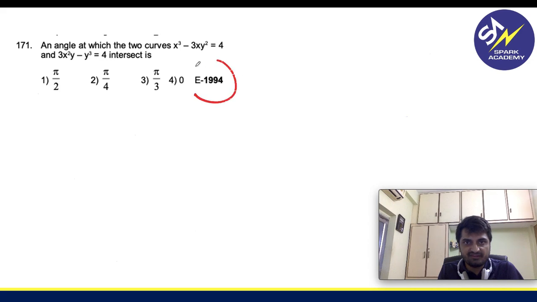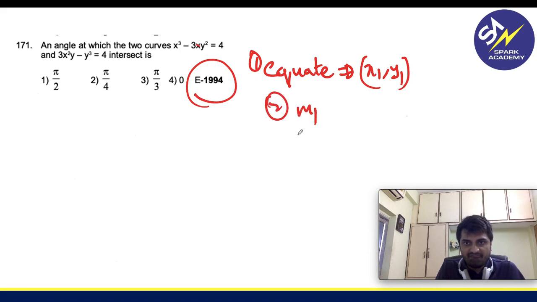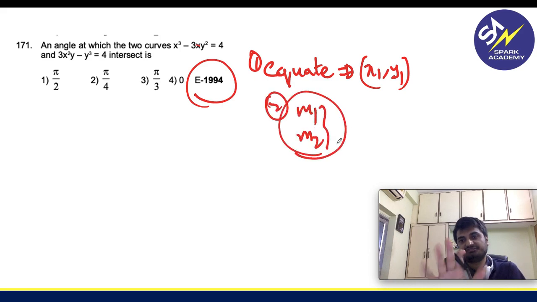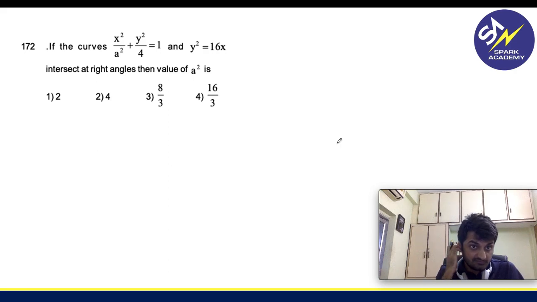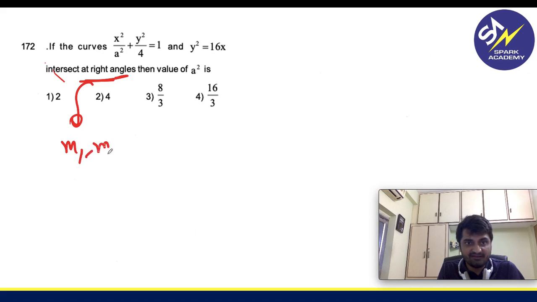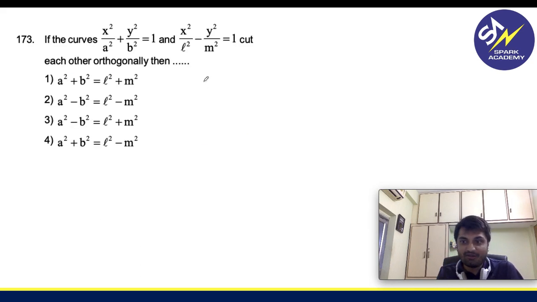This one, same process I can do. The only thing they did was, they didn't give you x and y values, right? So what you need to do is equate. The first step is to equate the curves. If you equate, you will get x1, y1. Then do m1, m2. Check the condition. It's easy. Now, intersect at right angles, they are saying. Again, find out m1, m2. You know m1 into m2 is minus 1. Simple and straight.